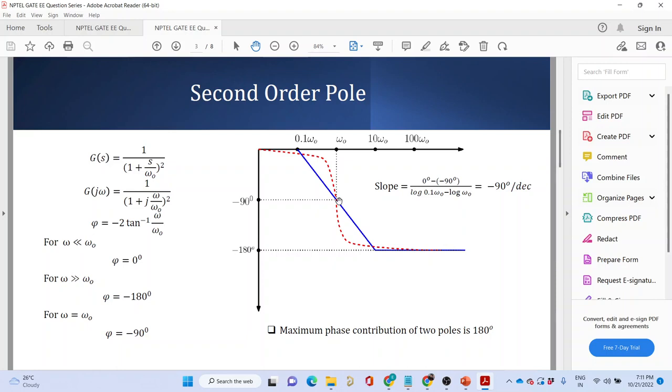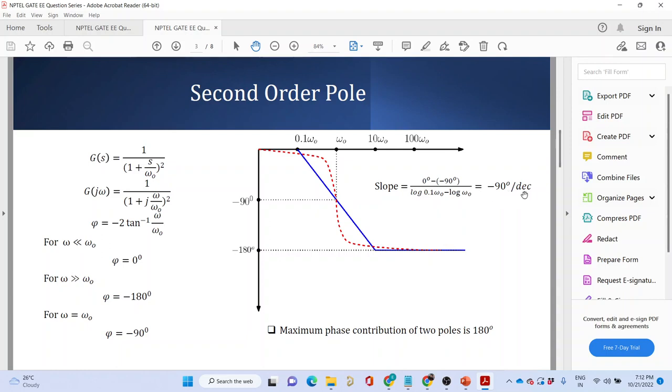No, my question is, what would happen to this phase plot? Have you understood till now whatever I have said? Have you understood, or should I repeat? Have you understood that? Yeah, I got that, yes, sir. Okay. So what I'm asking is, I have assumed that there are two poles and both the poles are real poles. That is what I have assumed. See, s by omega 0 whole square I have said. So there are two poles at omega 0, and I am saying that the slope will fall at a rate of minus 90 degree per decade.